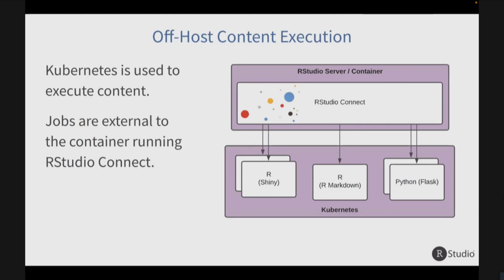So in this world, when you're running off-host content execution, now instead of using local processes to run all of your content items in the same place, Kubernetes is used to execute your content. And all of your jobs are external to the container that's running that Connect server.